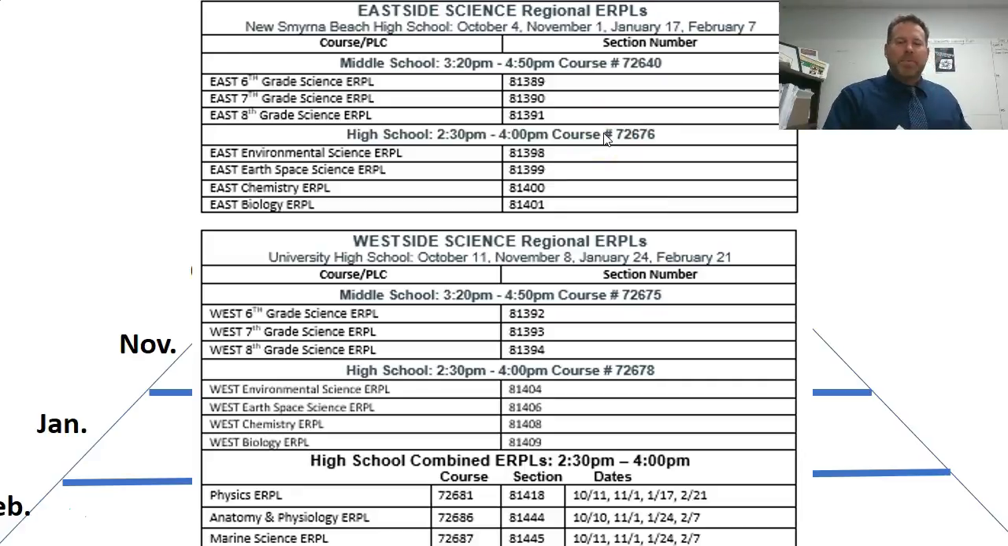And there's a few groups like physics, anatomy, physiology, and marine science. They're just so small that they are meeting as one group, no matter whether they're east or west. And they provided me their dates, but their unique sections are down there. So anyways, this is just something if you want to customize it somehow and just provide your group their ERPL section, you need to make sure that they're registering for their ERPLs.